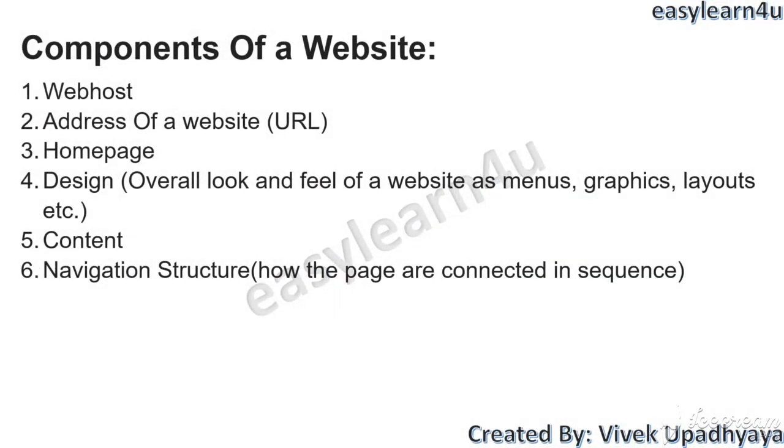Now, components of a website. The first one is the web host. Web hosting is where a website is physically located. We call the group of linked web pages a website only when it is hosted on a web server. Now URL. Every website has its own unique address so that the user can access it easily, and this is called the uniform resource locator, that is URL.